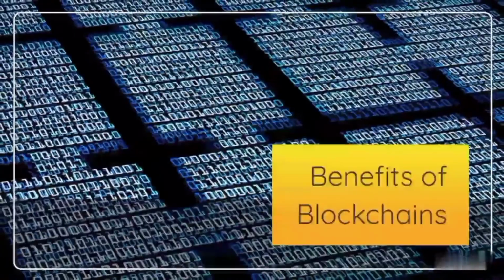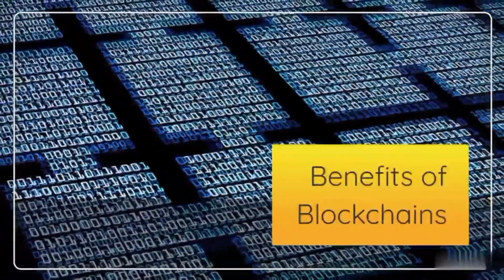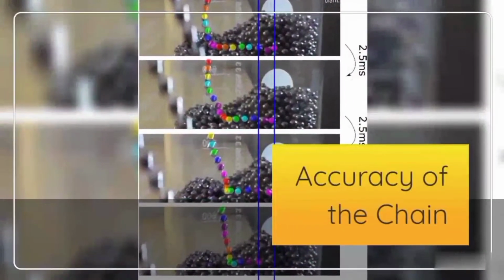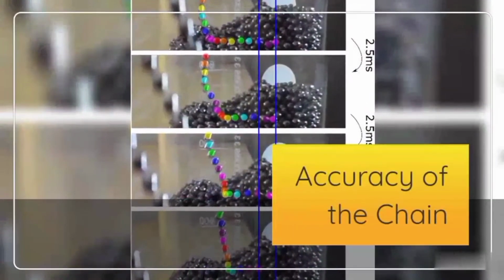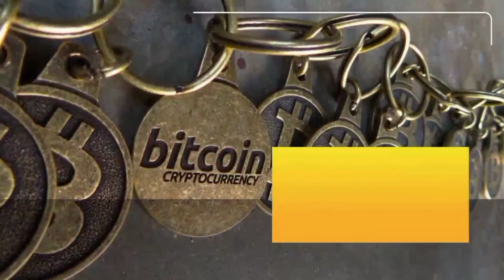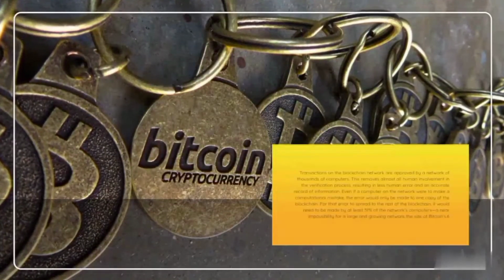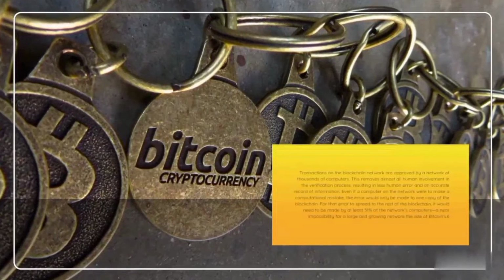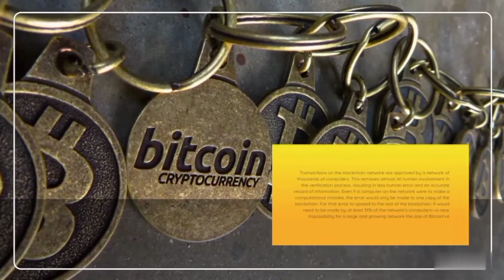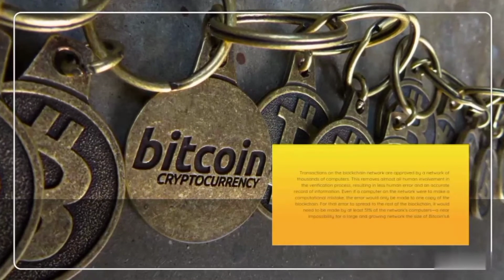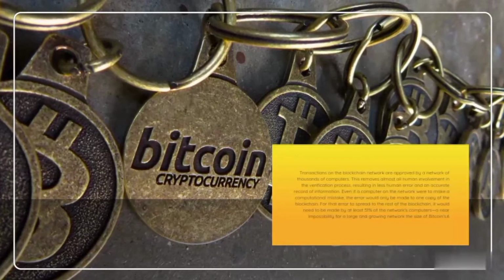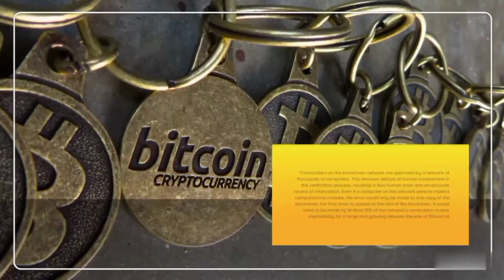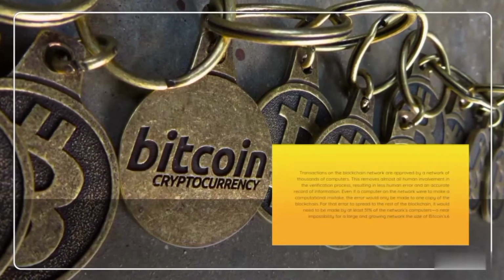Benefits of blockchains. Accuracy of the chain. Transactions on the blockchain network are approved by a network of thousands of computers. This removes almost all human involvement in the verification process, resulting in less human error and an accurate record of information. Even if a computer on the network were to make a computational mistake, the error would only be made to one copy of the blockchain.